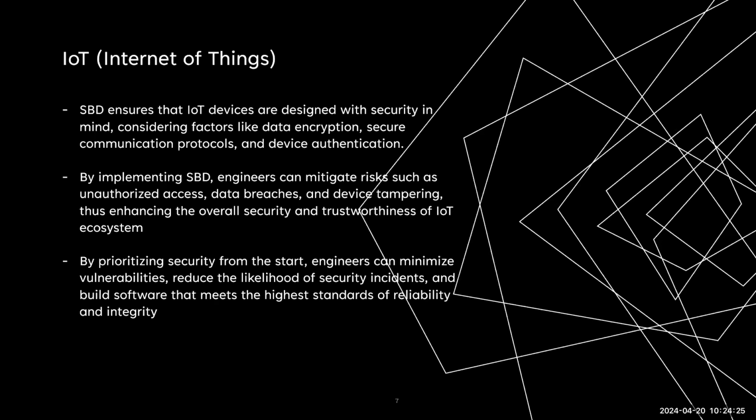They can reduce the likelihood of security incidents and build software that meets the highest standard of reliability and integrity. So by utilizing protocols like TLS and DTLS, datagram transport layer security, you can ensure that data exchanges are encrypted and authenticated, mitigating the risk of eavesdropping or tampering during transit. What else? Additionally, device authentication mechanisms are crucial for verifying the identity and integrity of IoT devices within the network.